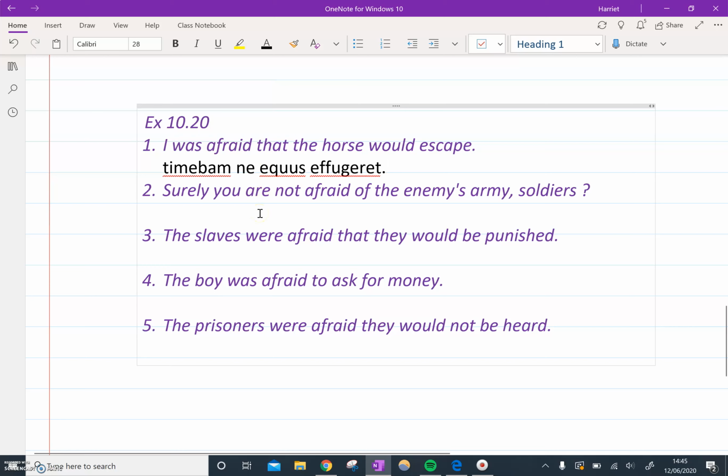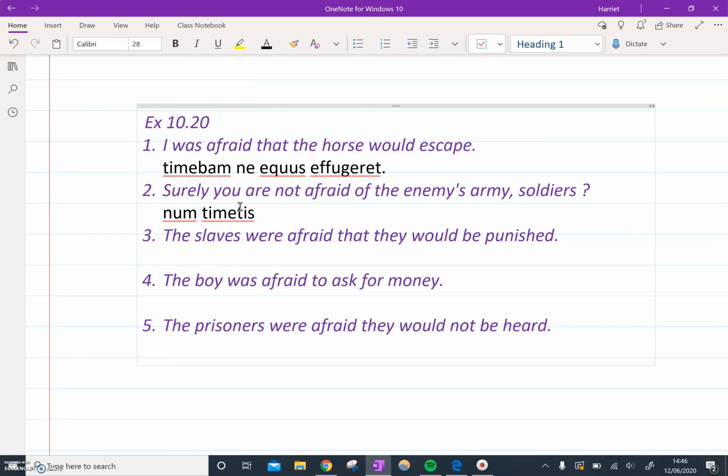If you fancy having a go at number 2 before watching me go through it, then feel free to pause and give yourself a challenge. Okay. So surely you are not. Okay, so we need the word for surely not, which is num. So surely not, we've got, you are afraid, so num. Now, is it a you singular or is it a you plural? Well, at the end it says soldiers, so it's a you plural, so it needs to be timētis. So far we've got surely you are not afraid of the enemy's army.